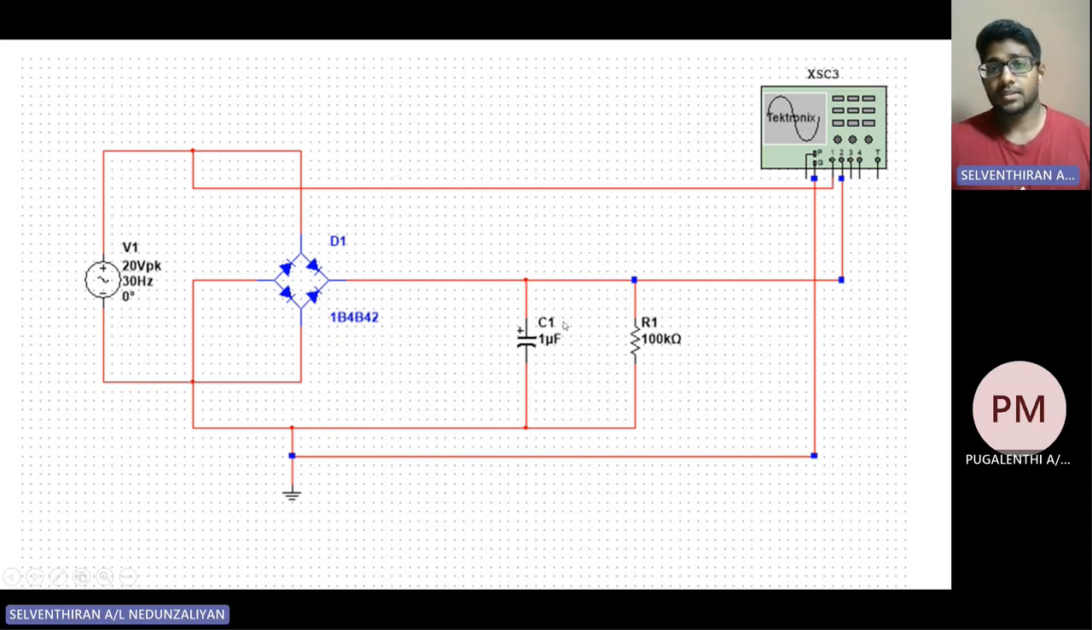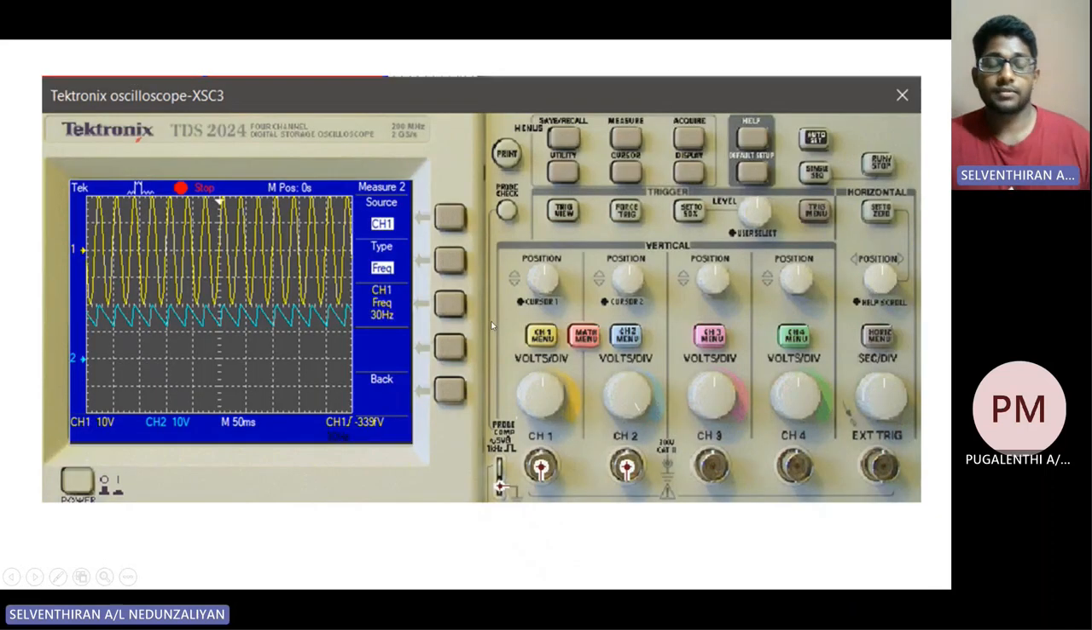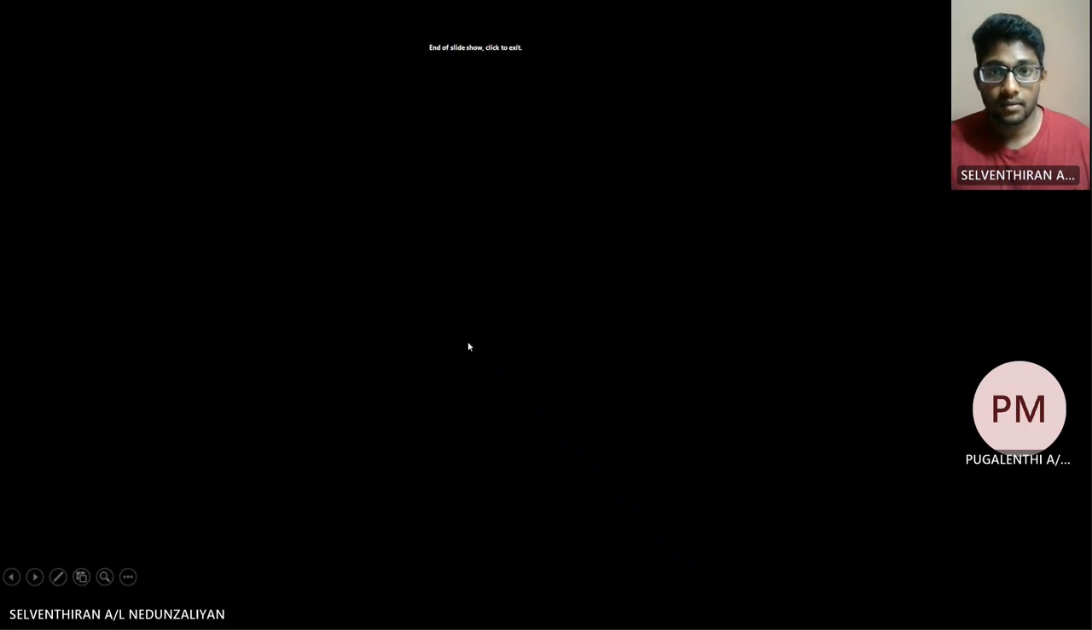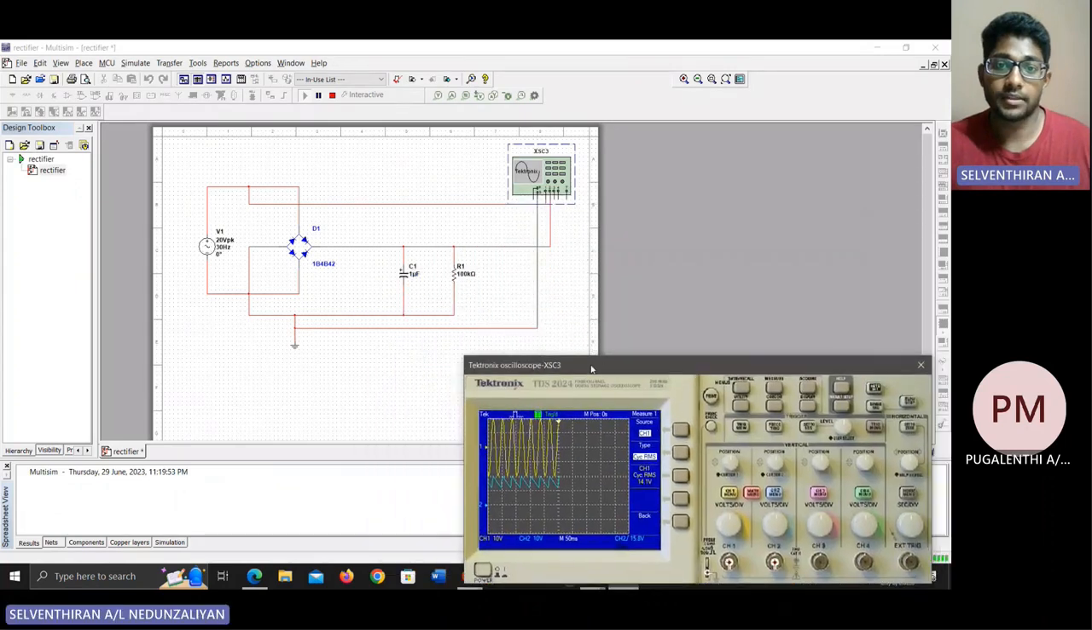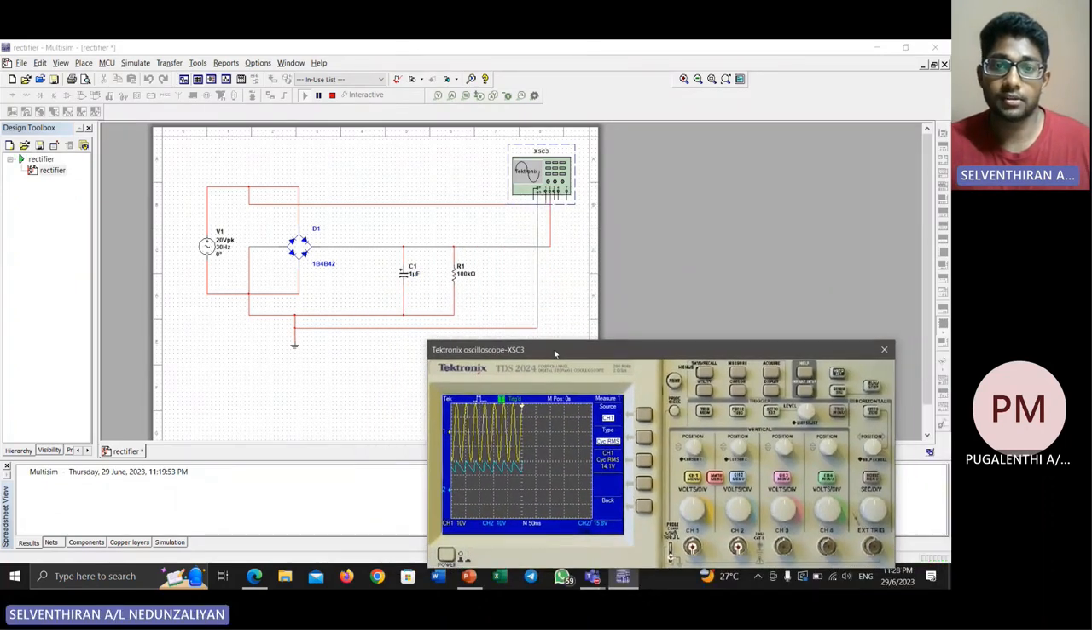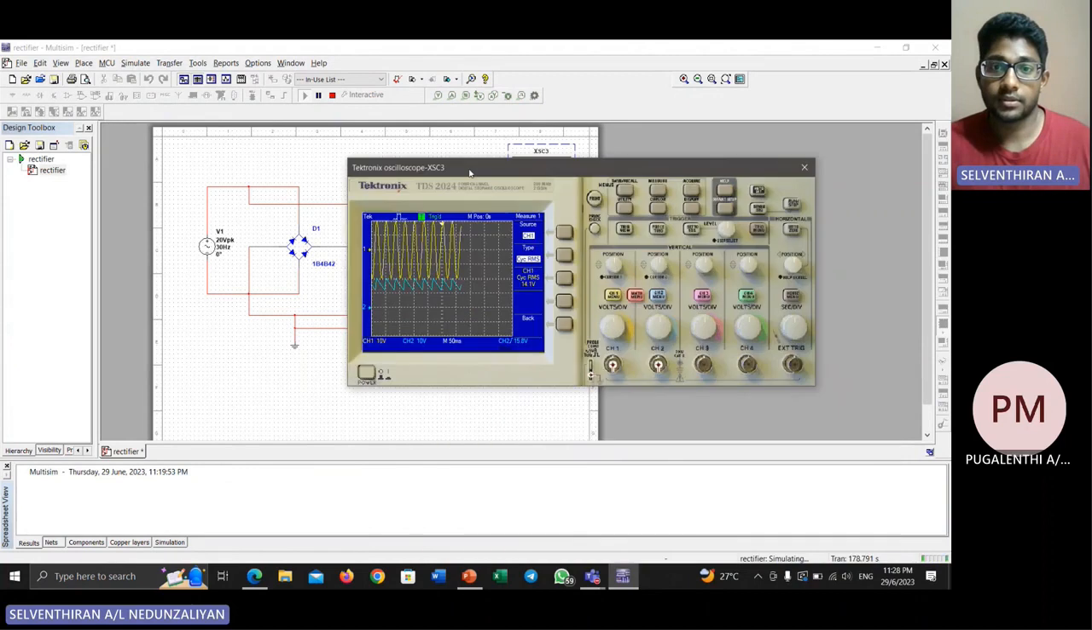And then the capacitor, as our given task, we put it for 1 microfarad, and the resistor value we put it for 100 kilo ohm. Here's the connection of the Multisim, and here's the output of the Multisim connection. I'm going to show in the Multisim app. As I showed in the PowerPoint, the connection is all the same. And here we go, check on channel 1.